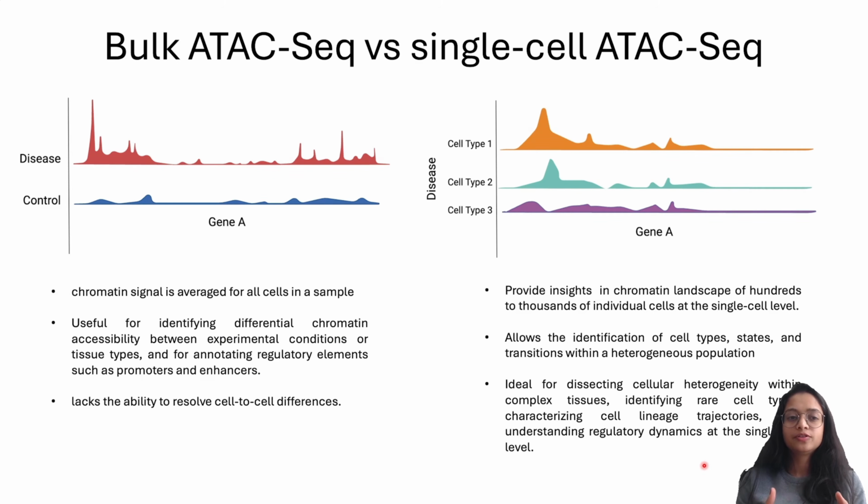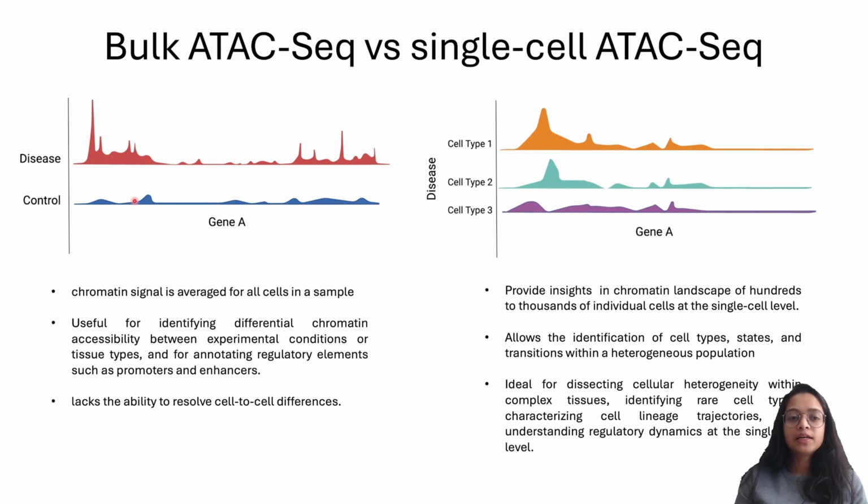So just like the difference between bulk RNA and single cell RNA-seq, similarly with bulk ATAC-seq, the chromatin signal is averaged across all the cells in the sample, which limits the insights into the chromatin accessibility of specific cell types in the data. Whereas for single cell, the chromatin accessibility for each cell type can be visualized or interrogated.